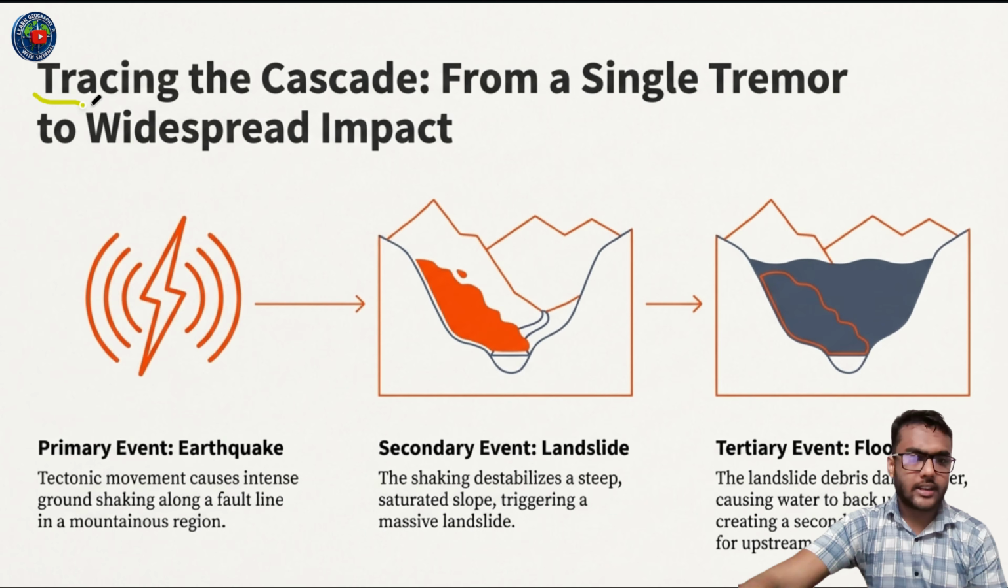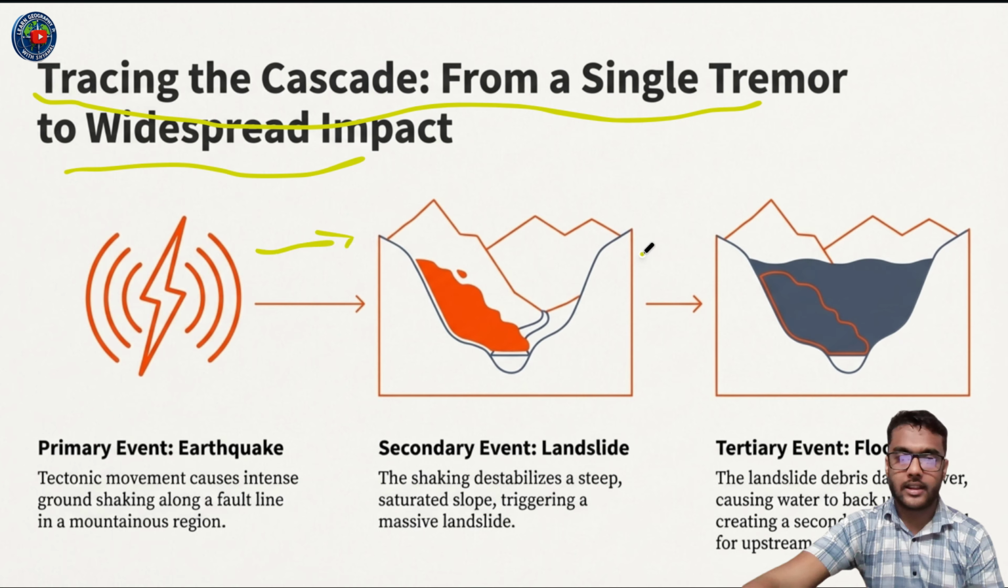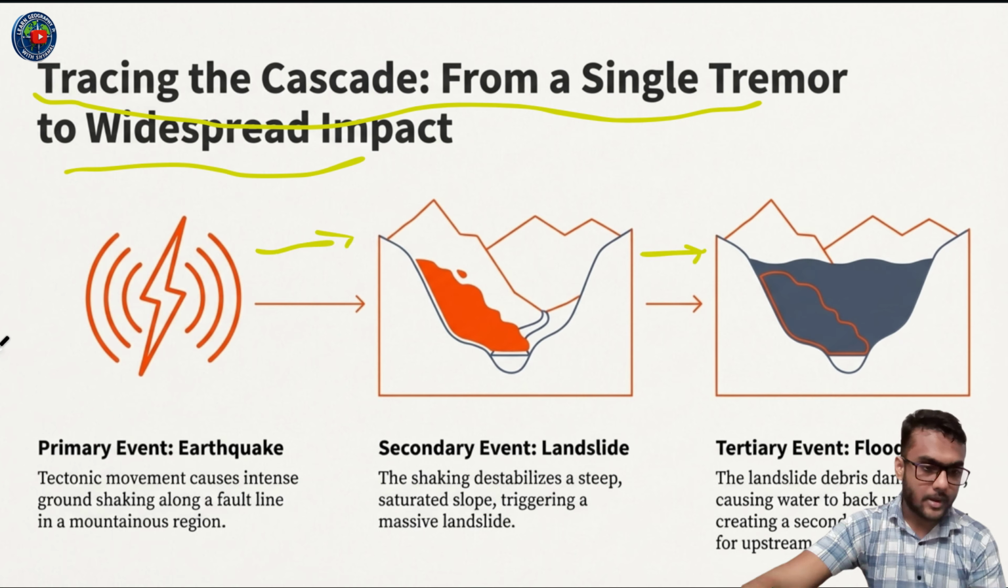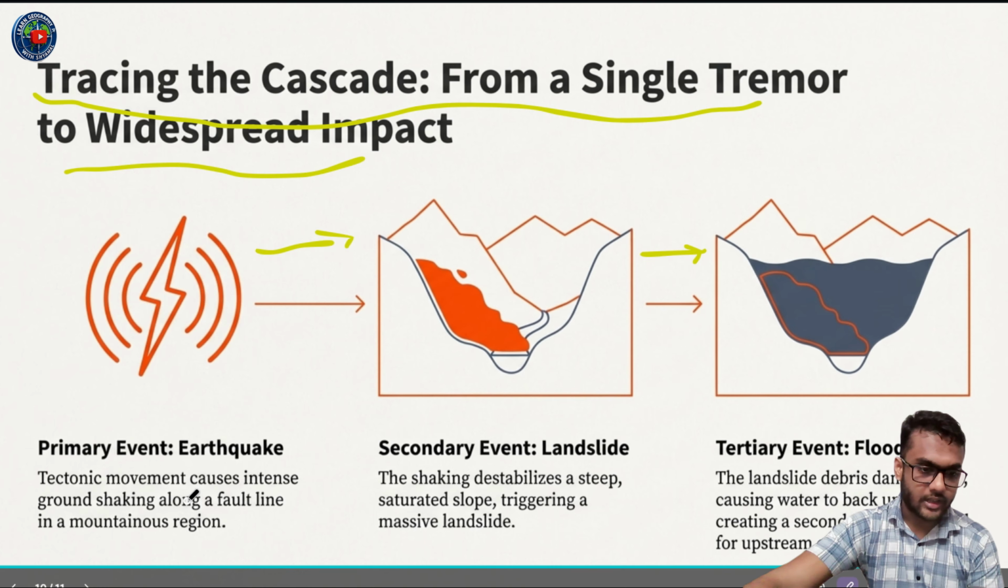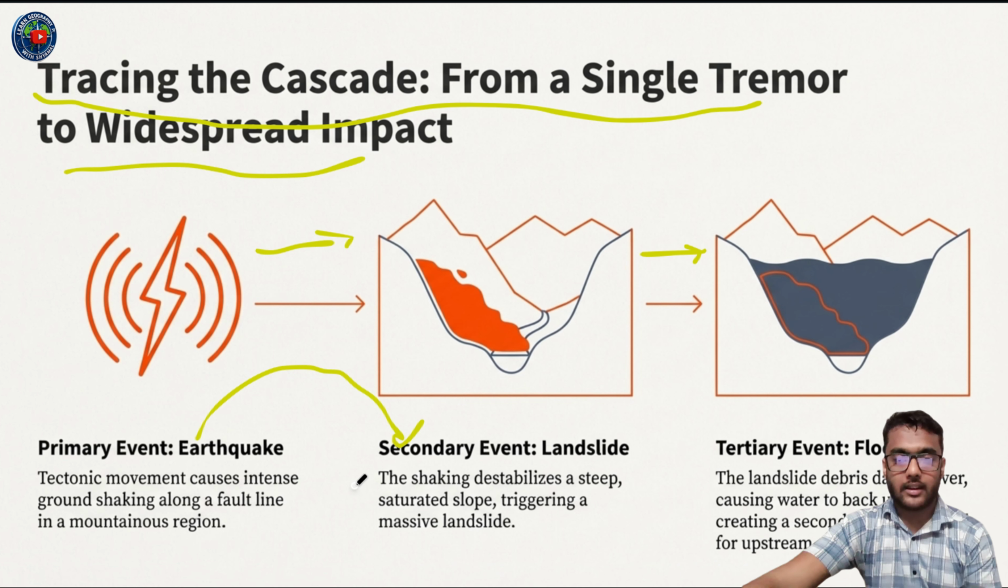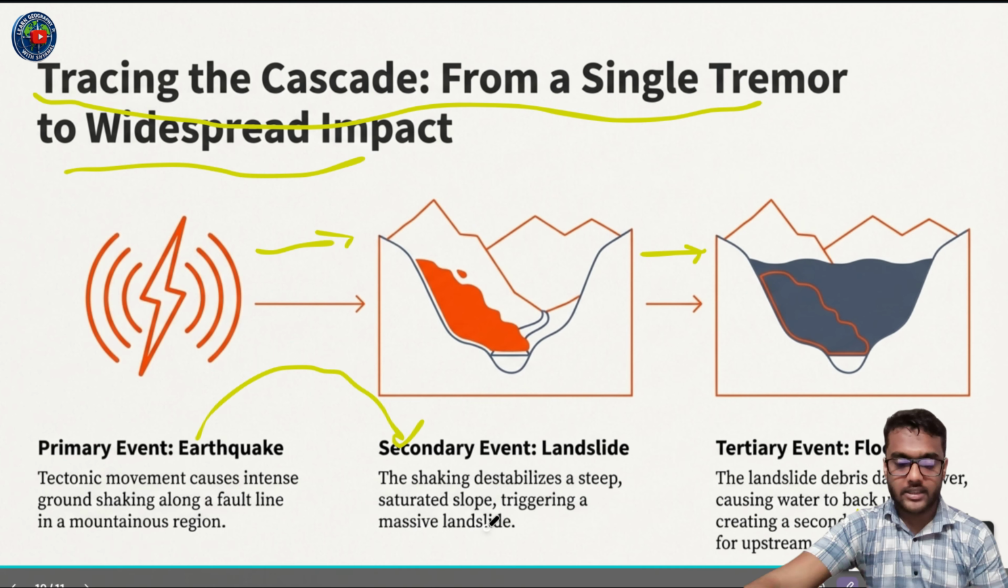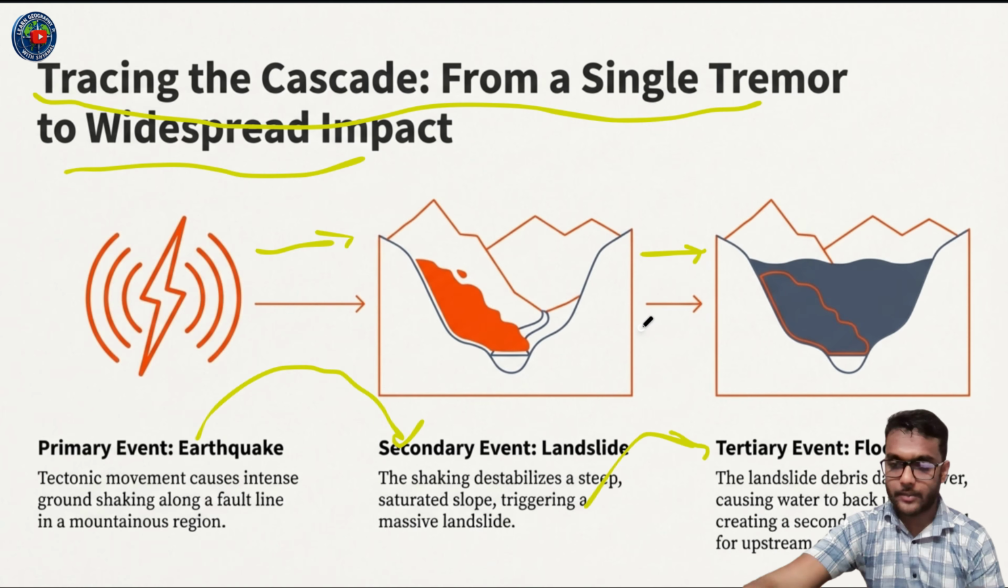Tracing the cascade from a single tremor to widespread impact, we are going to see the linkage between them. Primary event, earthquake: tectonic movement causes intense ground shaking along a fault line in a mountainous region. Earthquake leads to landslide. How? The shaking destabilizes a steep saturated slope, triggering a massive landslide. Landslide will cause flooding. The landslide debris dams a river, causing water to back up and creating a secondary flood hazard for upstream communities.